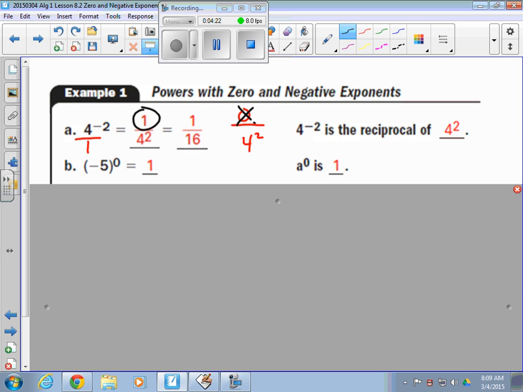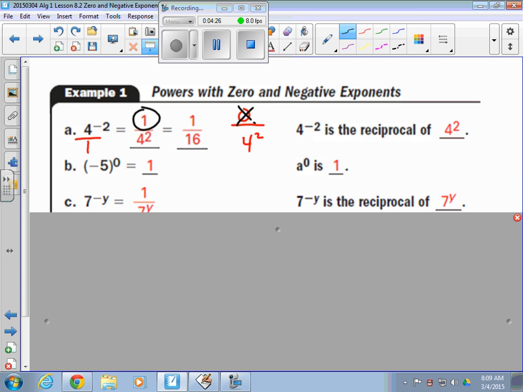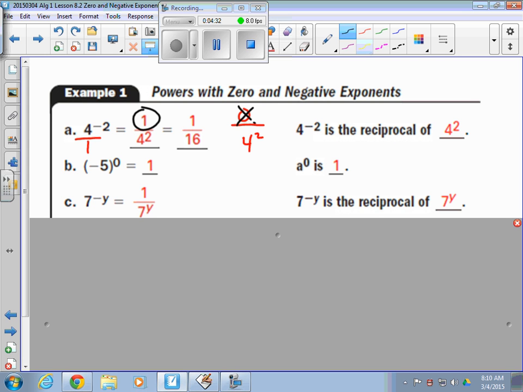Anything raised to a 0 power, anything, is 1. Next, 7 to the negative y power. Again, it doesn't matter what this is. If it's negative, it rides the elevator. It goes down, and it becomes 1 over 7 to the positive y. So it's the reciprocal of 7 to the y power.